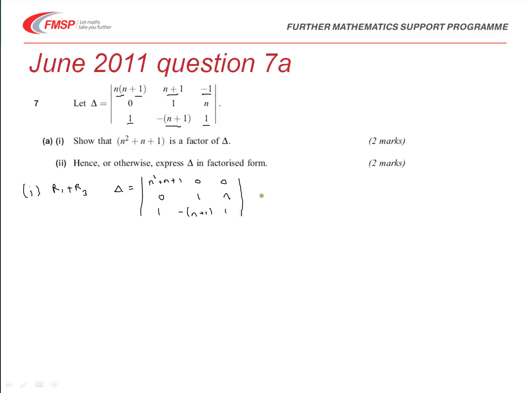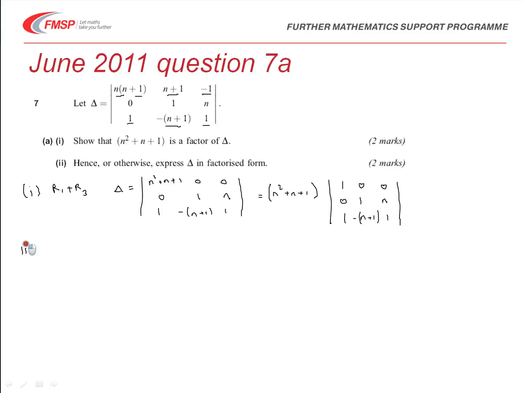And so now we can take out the n squared plus n plus 1 as a factor, and the matrix we're left with inside here is just 1, 0, 0, 0, 1, n, and 1, negative n plus 1, 1. So that's shown the first part.